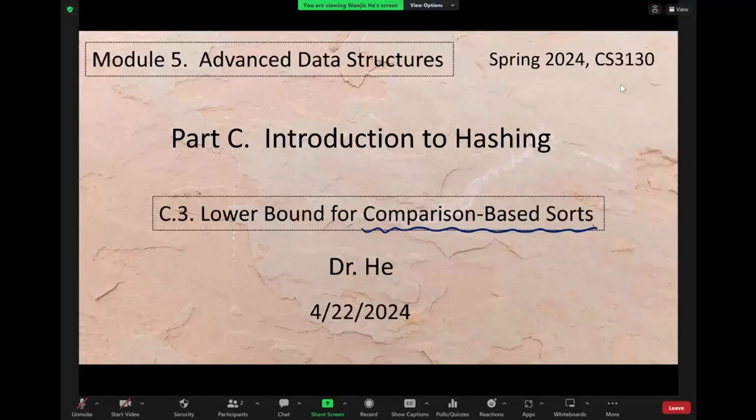Here you may ask, does that mean there are some sorts not comparison-based? Yes, there are some sorts not comparison-based. First, I give you the lower bound formula, which I gave you before. Here, let me give it another time: log base 2 of n factorial. If you do not require comparison-based, you can use any method to do the sorting. Then you may have other, different sorting algorithms.